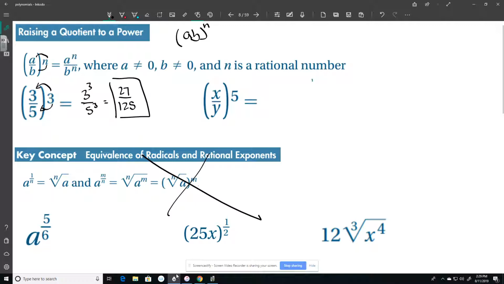x over y, all raised to the 5th power. Again, that 5 goes to the top. The 5 goes to the bottom. So that becomes x to the 5th power divided by y to the 5th power. And we can't simplify anymore because we don't know what x and y are. That would be your final answer.